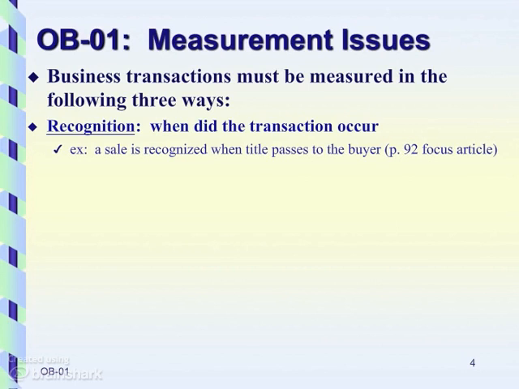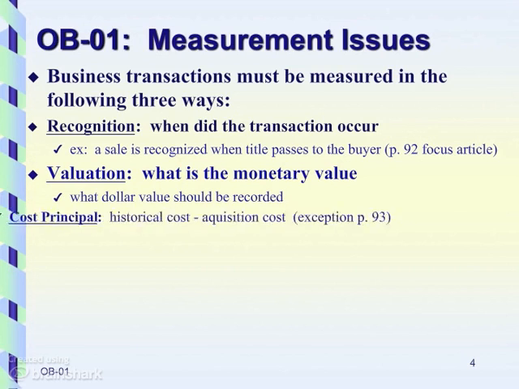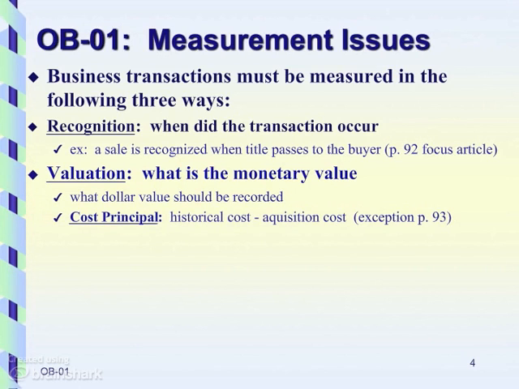The second question in the measurement issues is valuation. What is the monetary value that should be recorded for that transaction? We're using dollar values. We use a dollar value to record the transaction. And typically we use what is called the cost principle. We record transactions at their historical cost, the acquisition cost. This is the exchange price for that transaction.